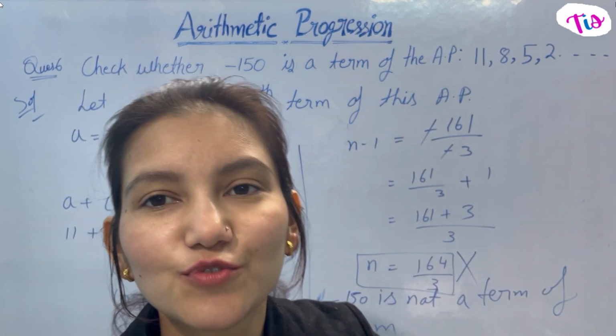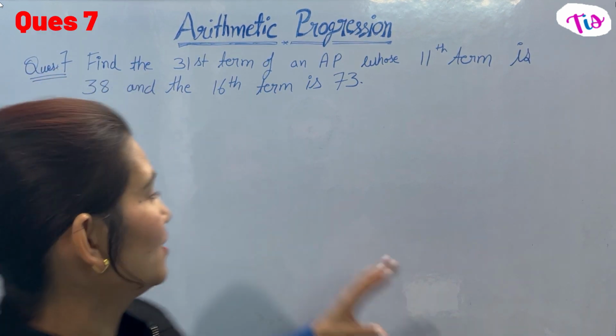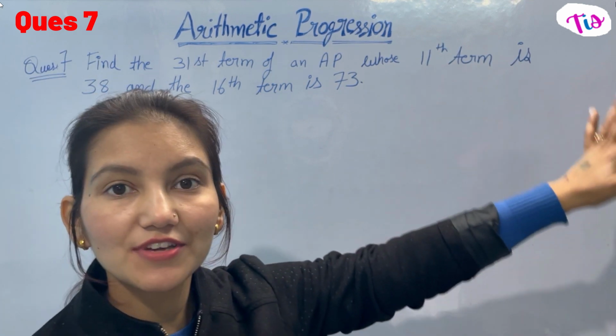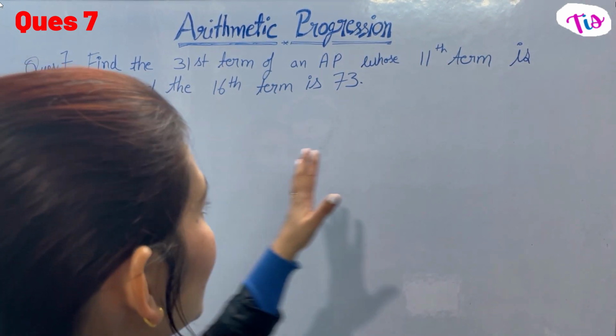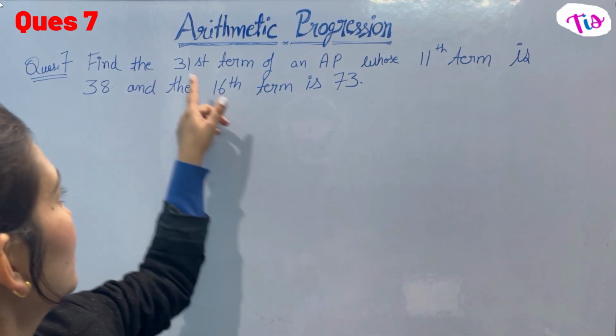Alright, let's move to question number 7 now. So here is question number 7. What we need to find out: find the 31st term of an AP whose 11th term is 38 and the 16th term is 73, right? So you need to find the 31st term.